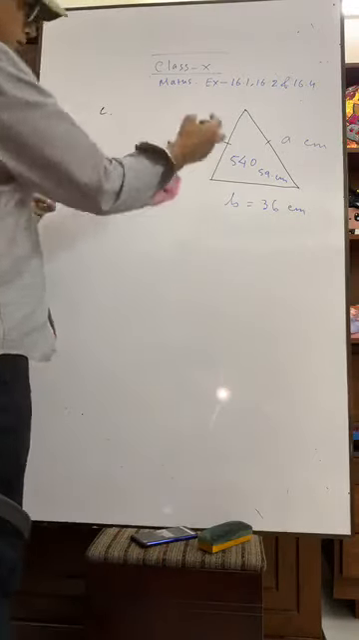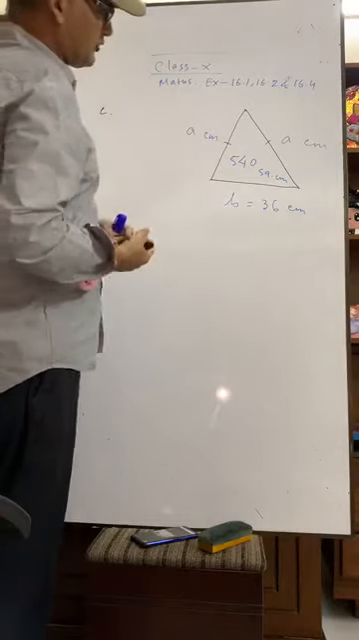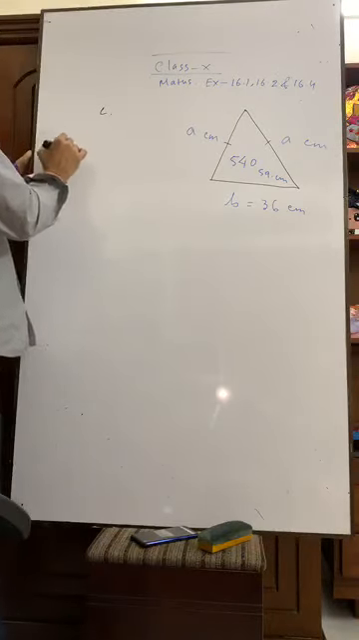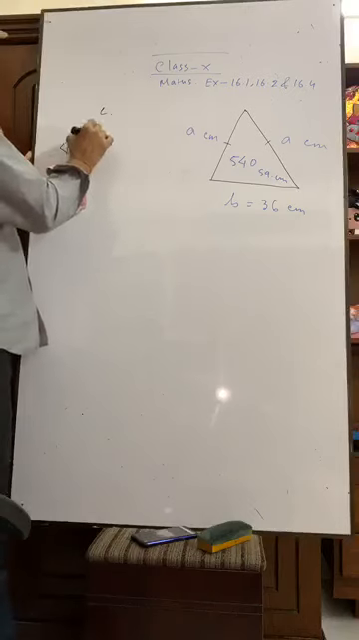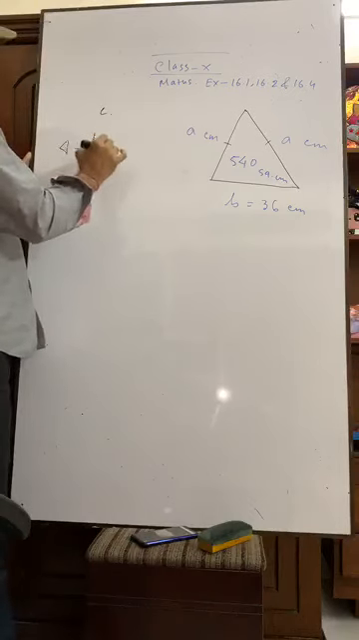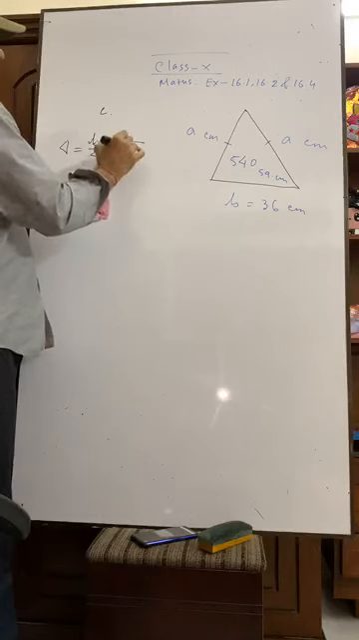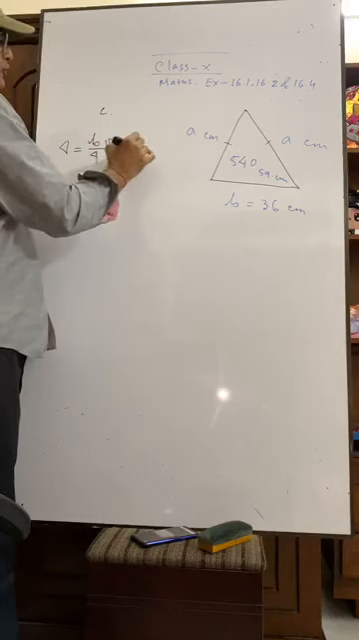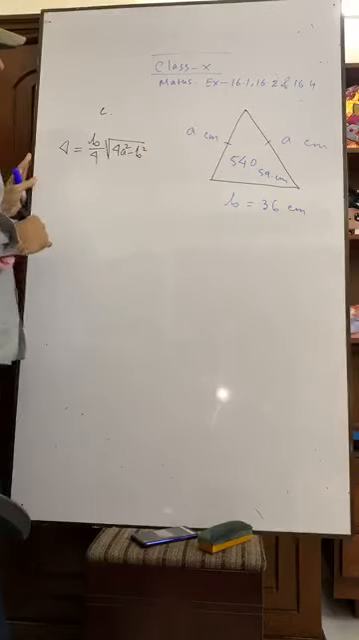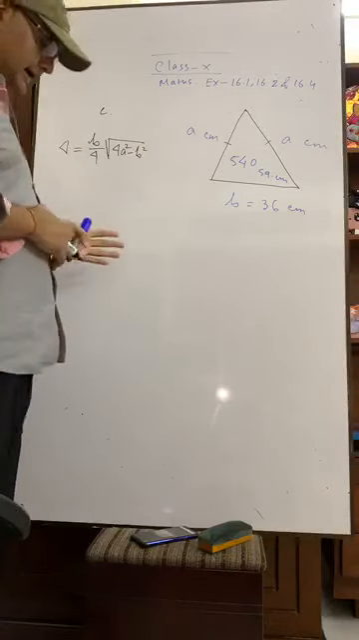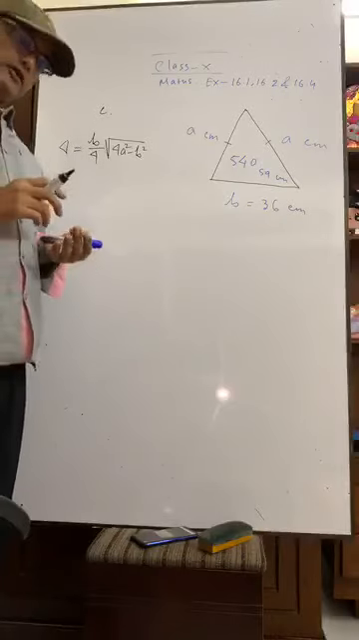We know the area of an isosceles triangle is what? I can write the formula. Area is equal to b by 4 root over 4a square minus b square. Okay, this is the area of an isosceles triangle.